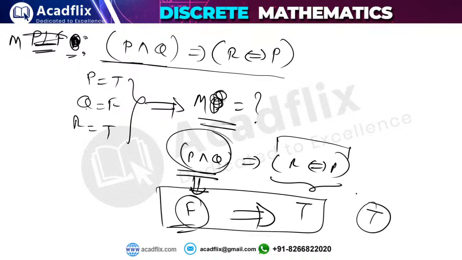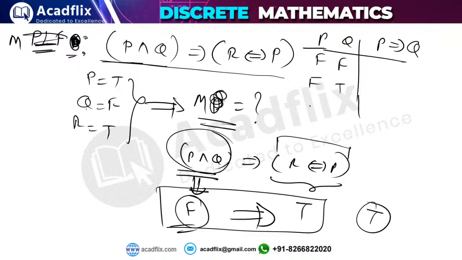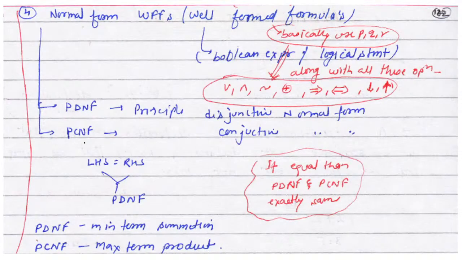This will become true because you know the truth table of P implies Q. This is an important truth table, so I am mentioning it again. Basically, when P is false, the implication is automatically true. So if P is false, then P implies Q automatically becomes true. So the answer will be true. This is how they can ask you questions from these operators.